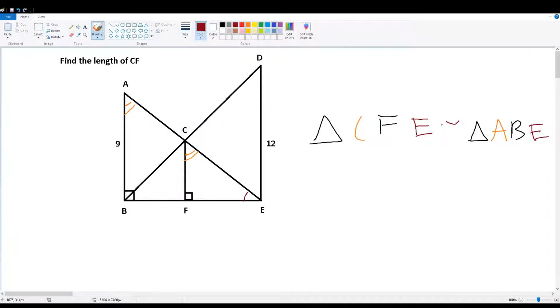Pause the video and see if you can identify the other pair of similar triangles. Well, it might be pretty obvious that it's CBF and DBE, because we can apply the exact same logic that we did for these triangles. They share a right angle. Let's make the right angle for both of these. It's not a very good right angle.